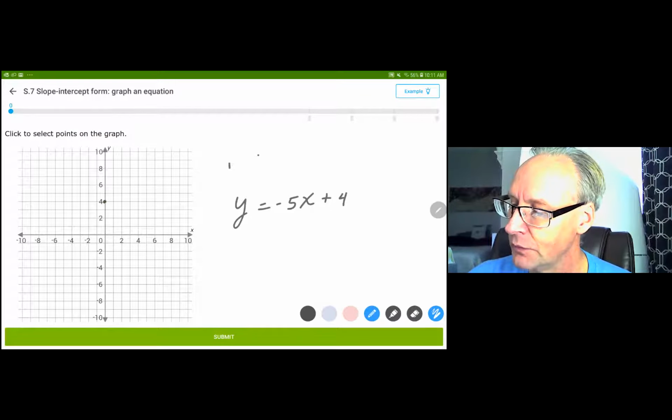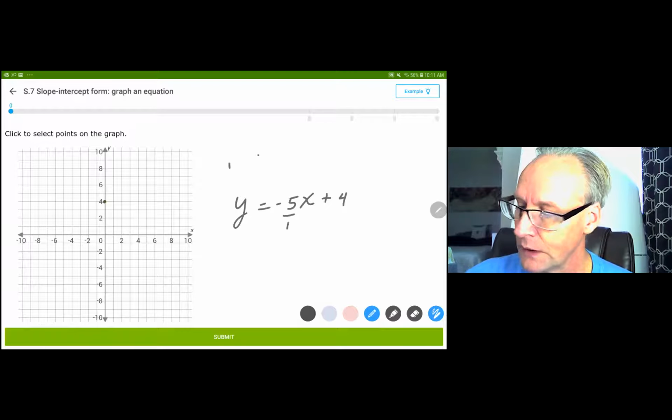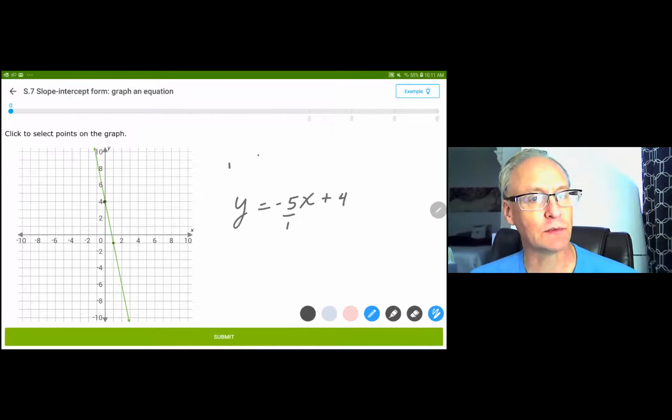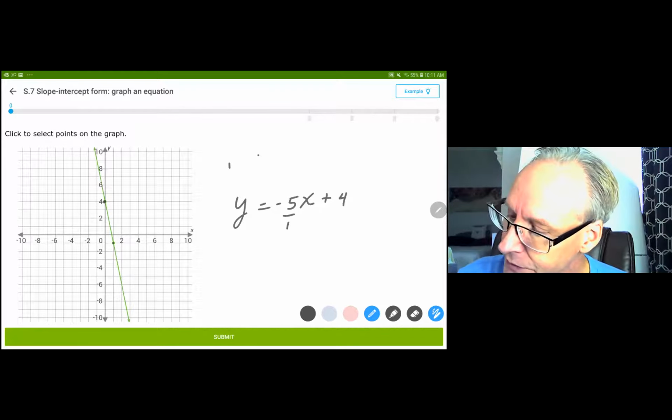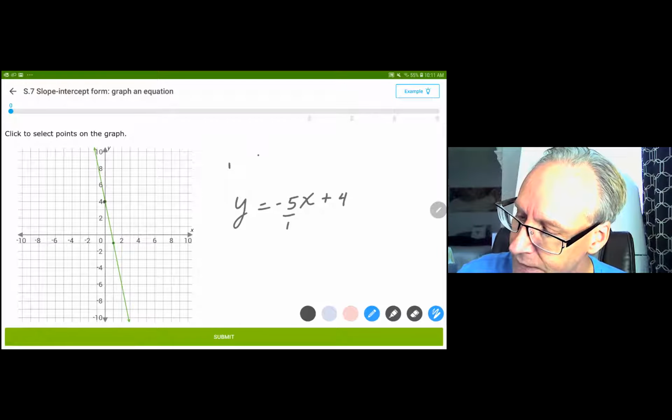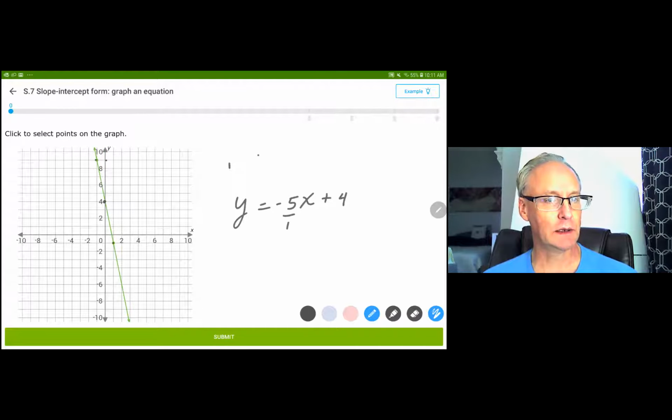And we have a slope of negative 5 over 1. So that means that from that point, I'm going to go down 1, 2, 3, 4, 5, and over 1. And that's going to give me a slope of negative 5 over 1. Now, it just so happens that you can count it the other way. You can go up 5 and back 1. Take a look. I could go up 1, 2, 3, 4, 5, and back 1, and I'll still have the same equation, okay?